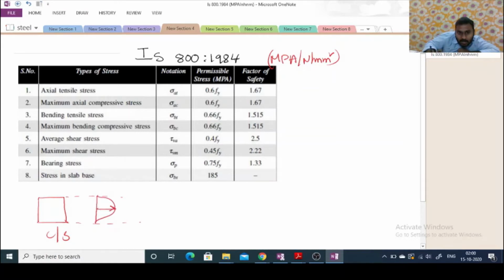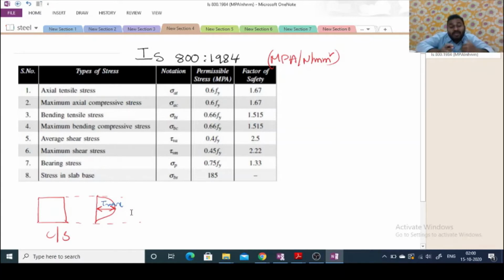Where will the tau max occur, meaning the maximum shear stress? If you observe this variation, it is not uniform, it is varying. It means at the extreme fibers it is 0 and at the center it is maximum.